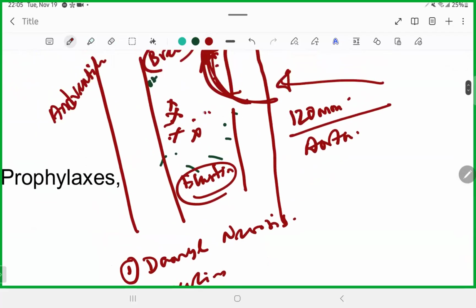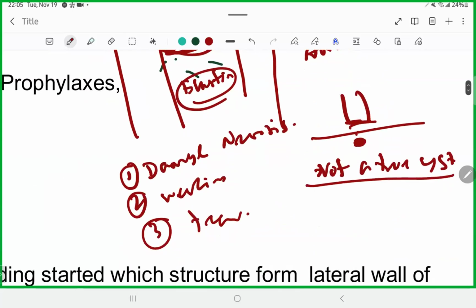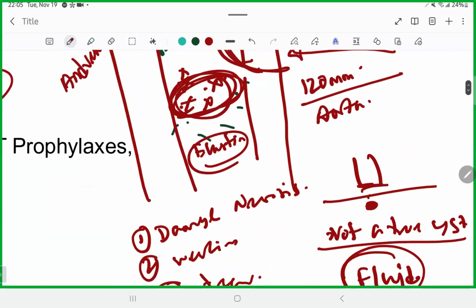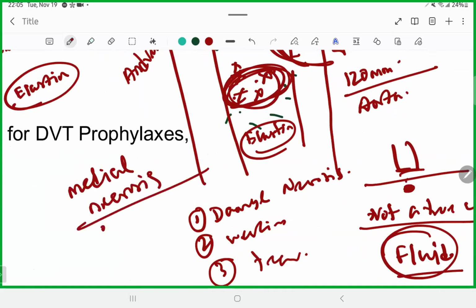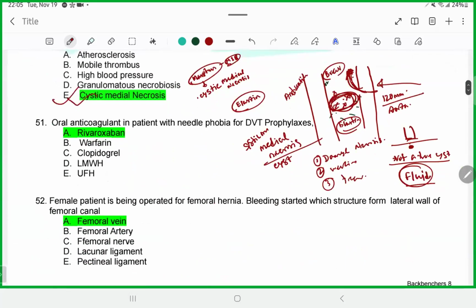Okay, damage and necrosis. And this necrosis, when first seen under the microscope, looked like a cyst, but this is not a true cyst, because by definition, a cyst is something that contains fluid inside, but it does not contain any fluid. It just looked like a cyst. That's why they named it cystic medial necrosis. Very simple. This one will be the answer.